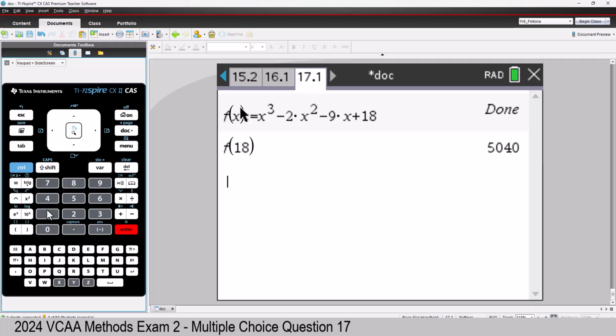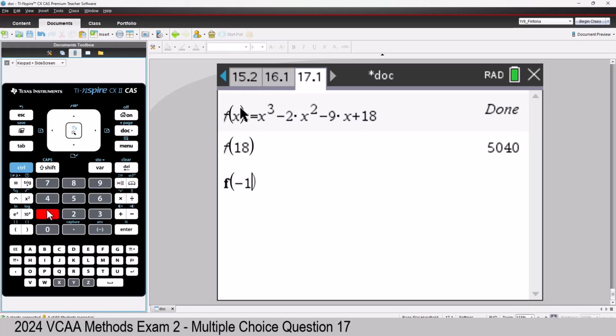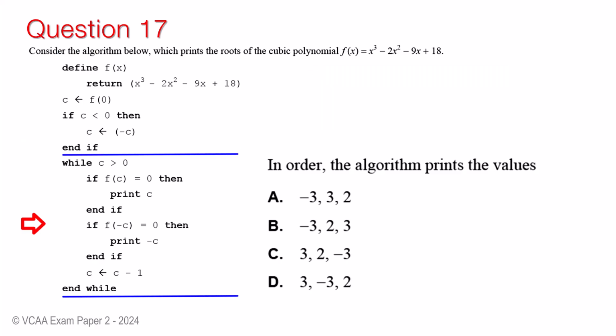Well, f of 18 equals 5040, so that statement is false. And therefore we can skip to the next section of applicable code. If f of negative 18 is 0. Well, f of negative 18 equals negative 6300, so this statement is also false. And we can skip to the next section of code. Here, we are required to reduce the value of C by 1. So now, C equals 17, and we go back to the start of the loop.